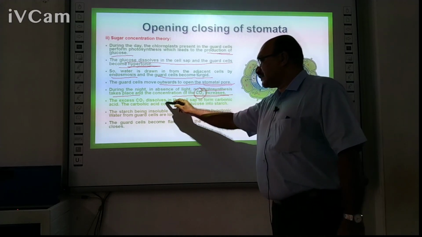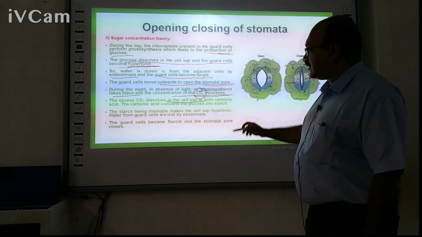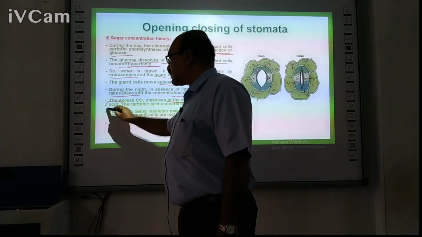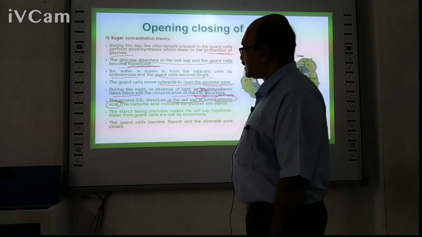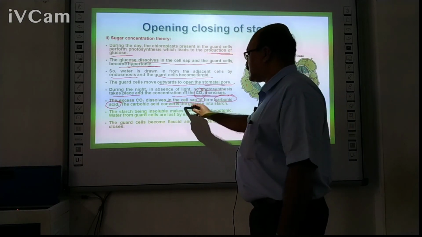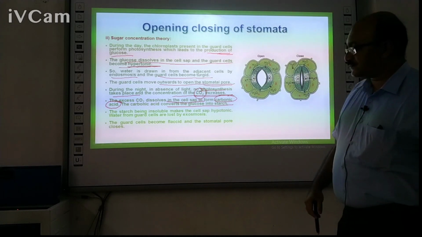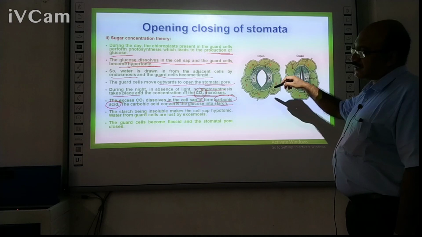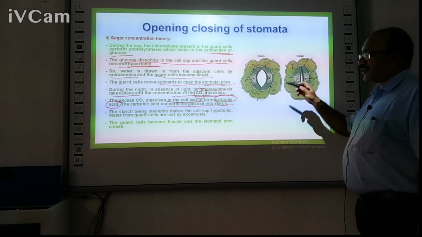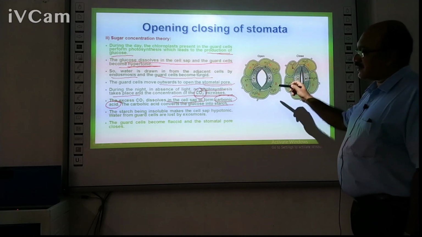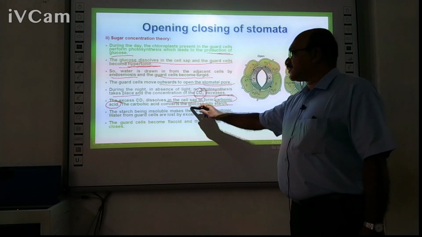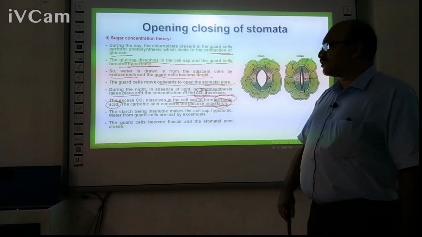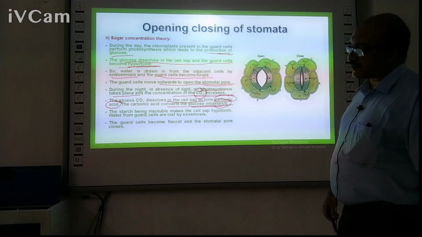It dissolves in the cell sap and it leads to the production of carbonic acid. Carbon dioxide dissolves in water and forms carbonic acid. Carbonic acid now converts the glucose into starch. The carbon dioxide dissolves in the cell sap of the guard cells, converts into carbonic acid. The carbonic acid converts the glucose into starch. And we know starch is not soluble, it's insoluble in water.